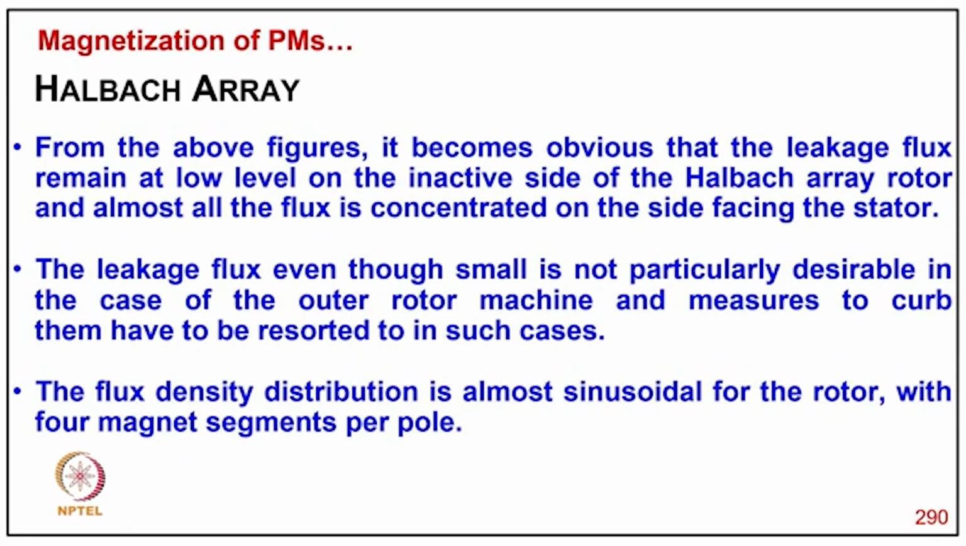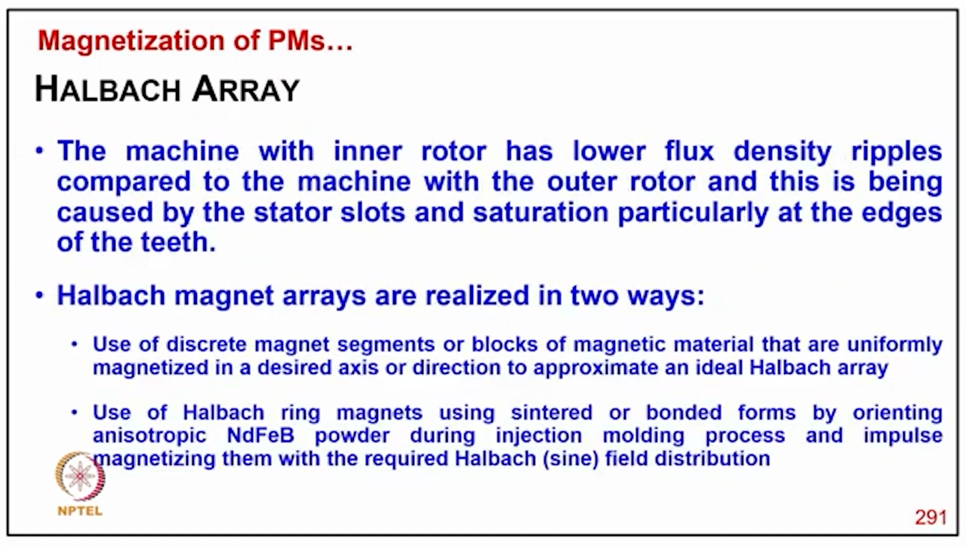So from the above figure, it becomes obvious that the leakage flux remains at a lower level on the inactive side of the Halbach array rotor, and almost all the flux is concentrated on the side facing the stator, and leakage flux, even though small, is not particularly desirable in the case of the outer rotor machine, and measures to curb it have to be restored in such cases. And the flux density distribution is almost sinusoidal for a rotor with 4 magnet segments per pole. So the machine with the inner rotor has lower flux density compared to the one with the outer rotor, and this is caused by the stator slots and teeth particularly.